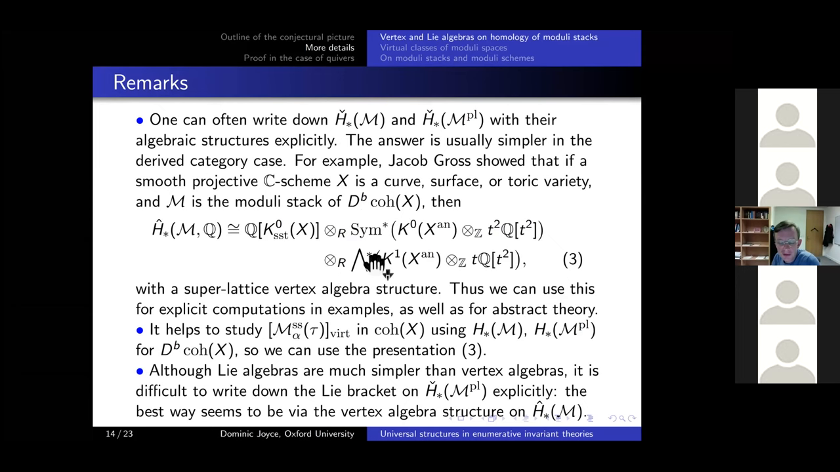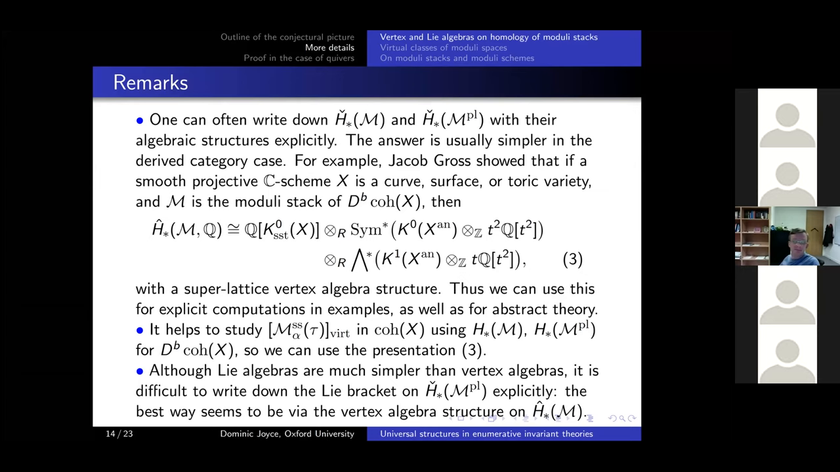So this is the odd part, and that's the even part. Roughly speaking, this is a polynomial algebra, or a super polynomial algebra, in an infinite number of even variables and an infinite number of odd variables. That is the semi-topological K theory. In nice cases, this is just the same as the ordinary K0. For example, if X is a surface with geometric genus zero, this would be the ordinary K0 of X. This is all very computable, and it has a super lattice vertex algebra structure, which you can write down in a very explicit way in terms of these polynomial things. So the theory is explicit enough to use for explicit computations in examples, as well as for abstract theory.